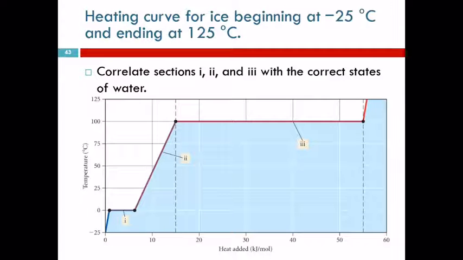This is a heating curve looking at ice beginning at minus 25 degrees Celsius and ending at plus 125. So what we're asked to do is correlate these different sections, 1, 2, and 3, with the correct states of water. So in this section here, section 1, what is the state of water?